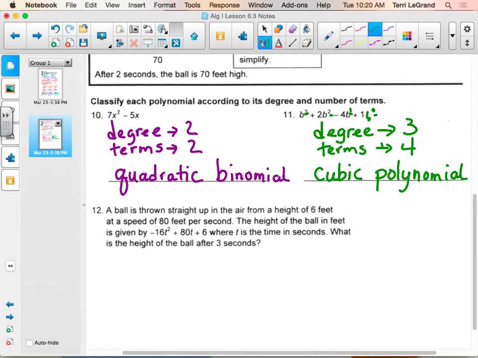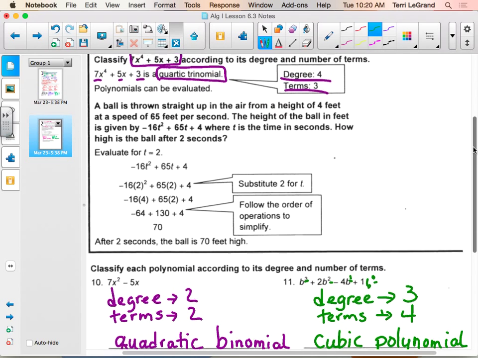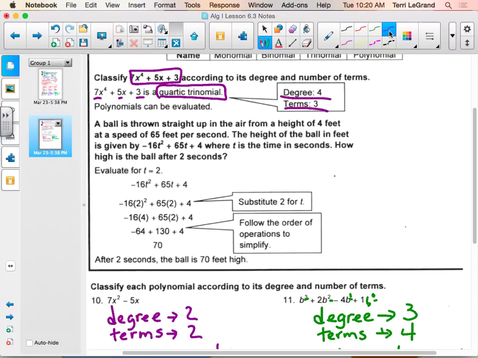Okay, now let's go back up and do the last thing that we're going to do, our other objective today, being able to evaluate. So make a point that this is its own section. Polynomials can be evaluated. In this one, we have a ball being thrown straight up in the air from a height of 4 feet at 65 feet per second. You really don't have to worry about the height and speed, because that's taken care of in the polynomial itself. They've put those in where they need to be in the polynomial.